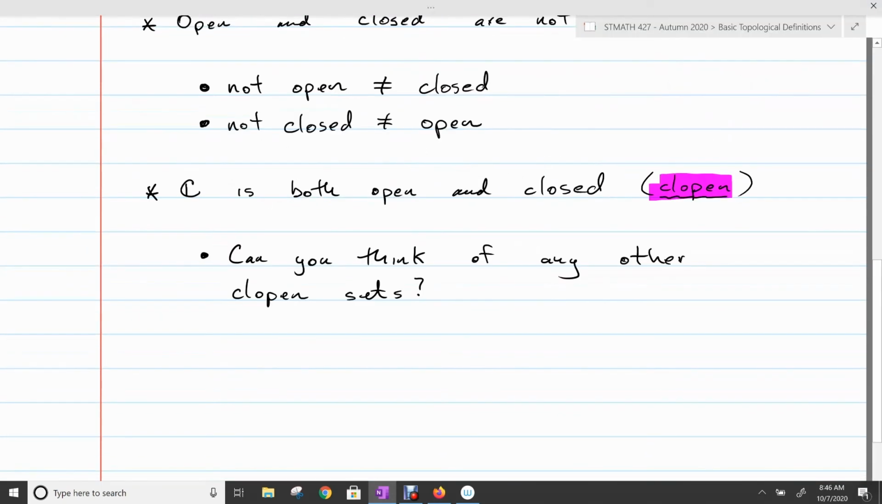I'll leave you with just a little brain teaser. Can you think of any other clopen sets? Or can you completely characterize all of the clopen sets in the complex plane? I'd be interested to hear if any of you think of the answer to this.